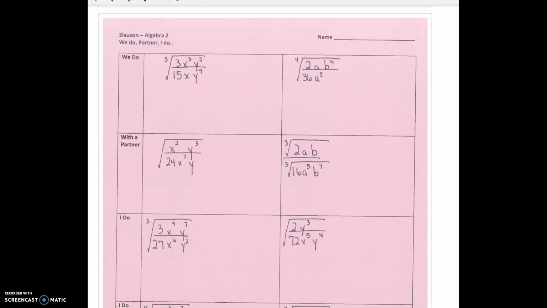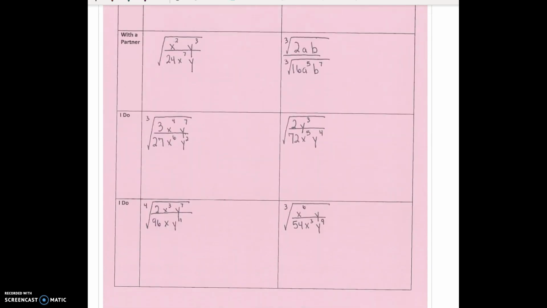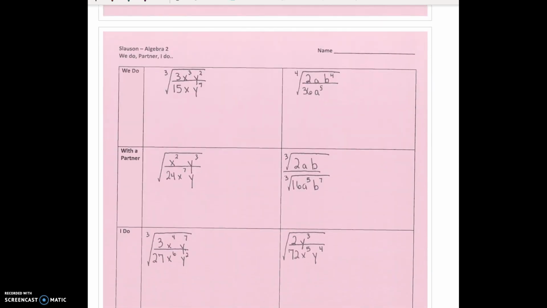All right, moving on to the back part. So again, there are going to be two that we will do together. Then I want you to find a partner and do the next row, and then to try the other four on your own.